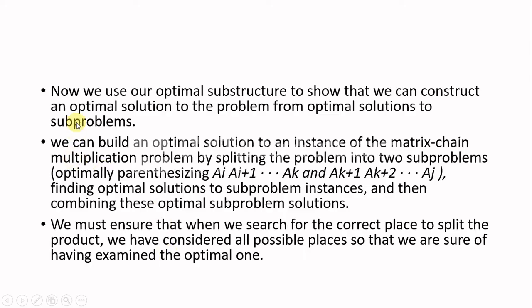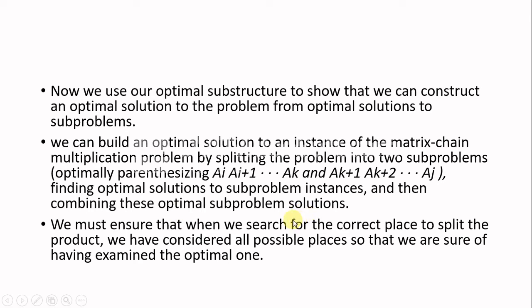Now we use our optimal substructure. So what is meant by optimal substructure? For each subproblem the solution is optimal, that is the optimal substructure. Now we use our optimal substructure to show that we can construct an optimal solution to the problem from optimal solutions to subproblems. We can build an optimal solution to an instance of the matrix multiplication problem by splitting the problem into two subproblems, A(i) to A(k) and A(k+1) to A(j), finding optimal solutions to the subproblem instances and then combining these optimal subproblem solutions. That is the basic concept.